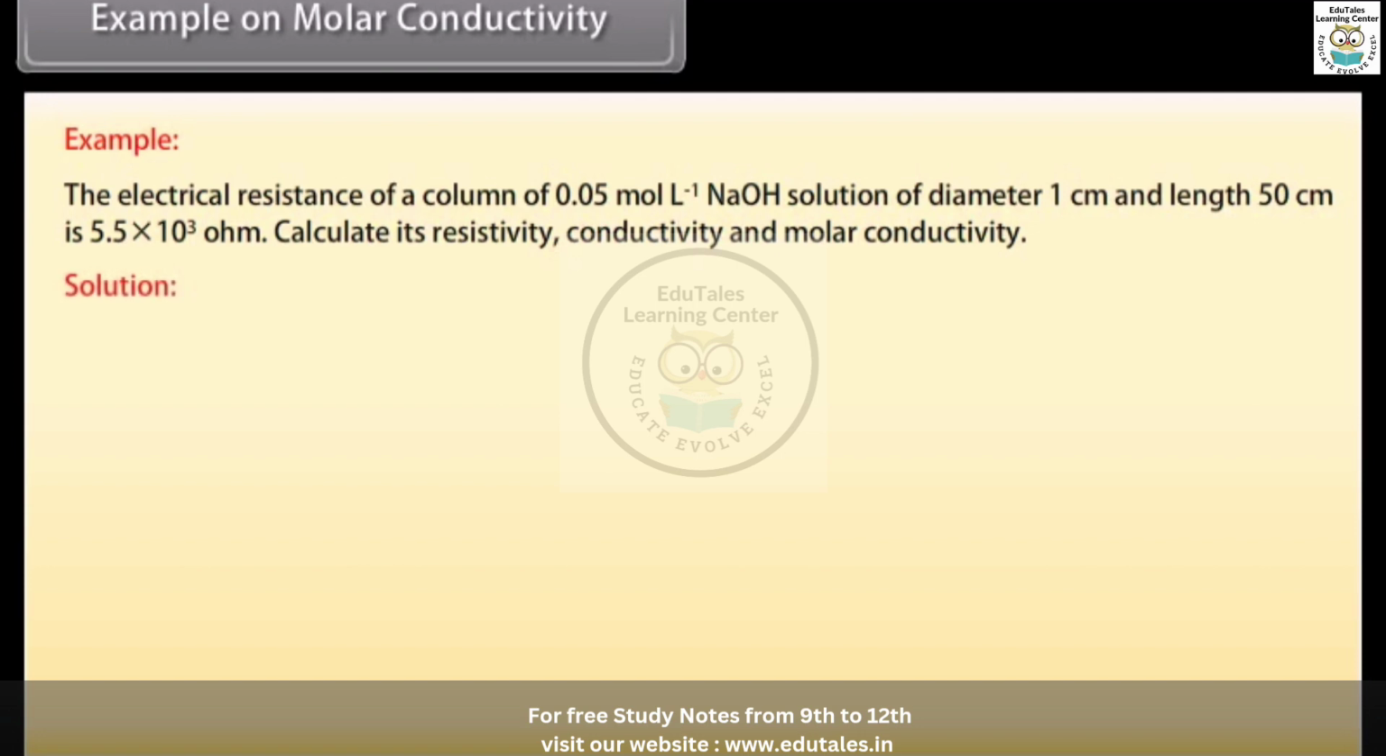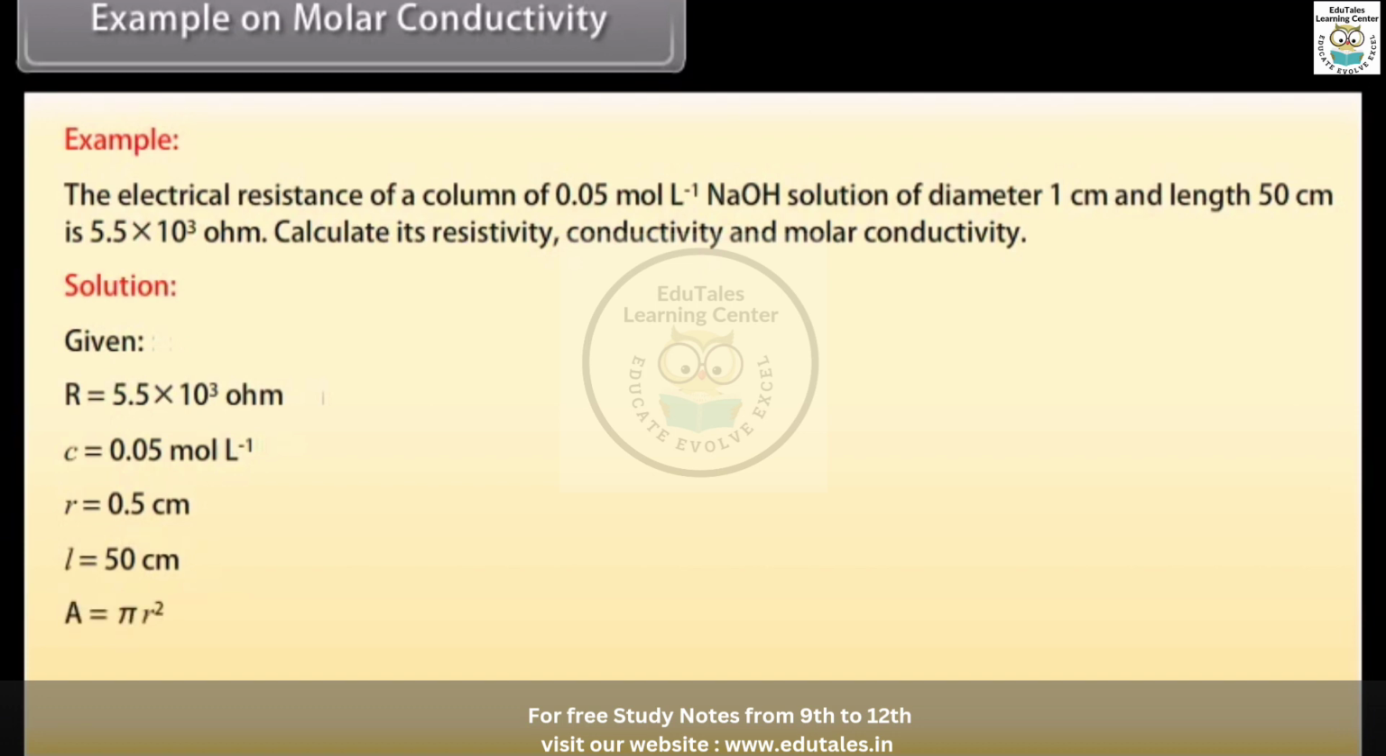Let's see the solution. Here given values are R is equal to 5.5 into 10 raised to the power 3 ohm, C is equal to 0.05 mole per liter, r is equal to 0.5 centimeter, L is equal to 50 centimeter. We know that area is equal to pi r square. By putting the values, we get area is equal to 0.785 centimeter square.